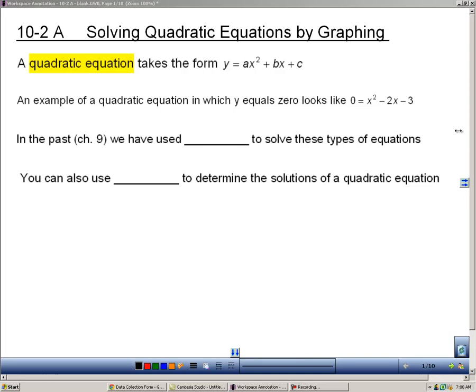Section 10.2a is about solving quadratic equations by graphing. Graphing is not the best way to solve quadratic equations. It's not the easiest, but by graphing them we learn a lot about them. So we're going to spend time doing that.